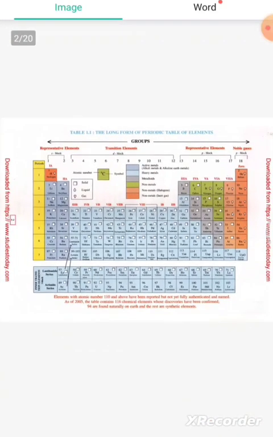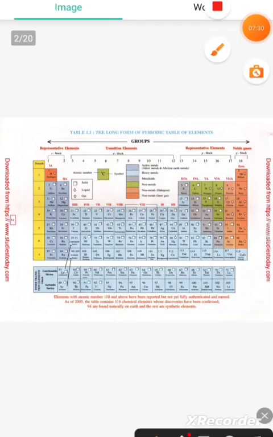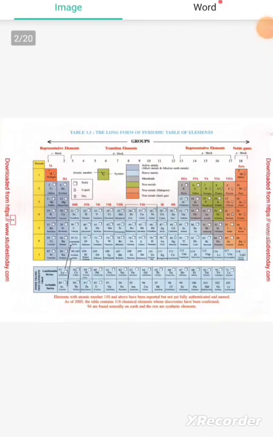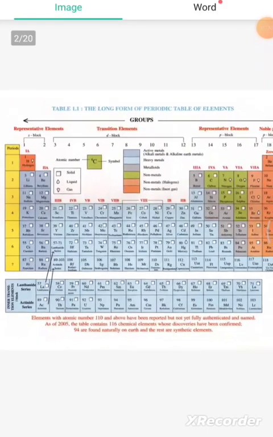Then let us see. You can find the other liquids and gases by seeing the notation. Here it is there, you can see and you can find. From here you can find. Then you see from 1B to 8B.